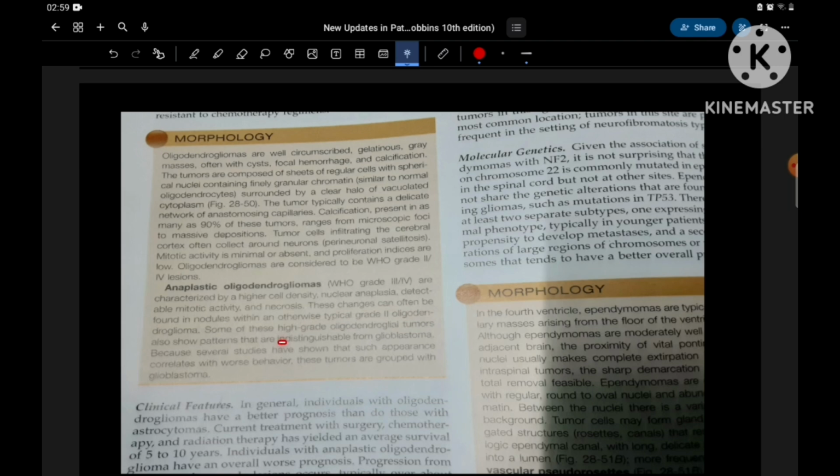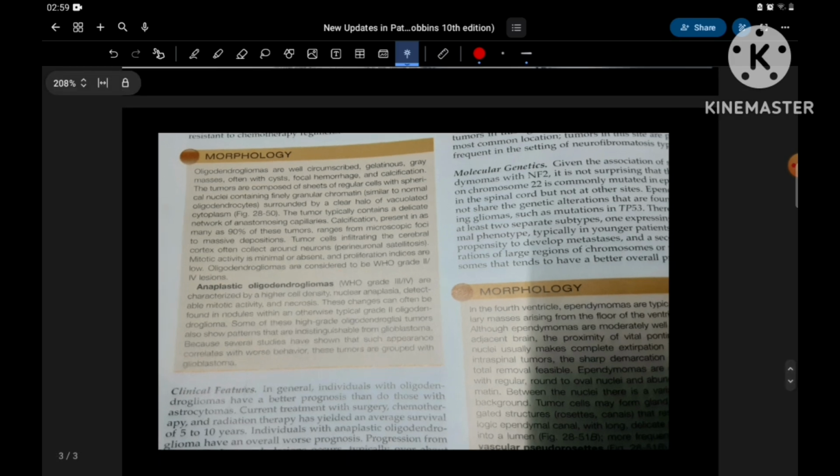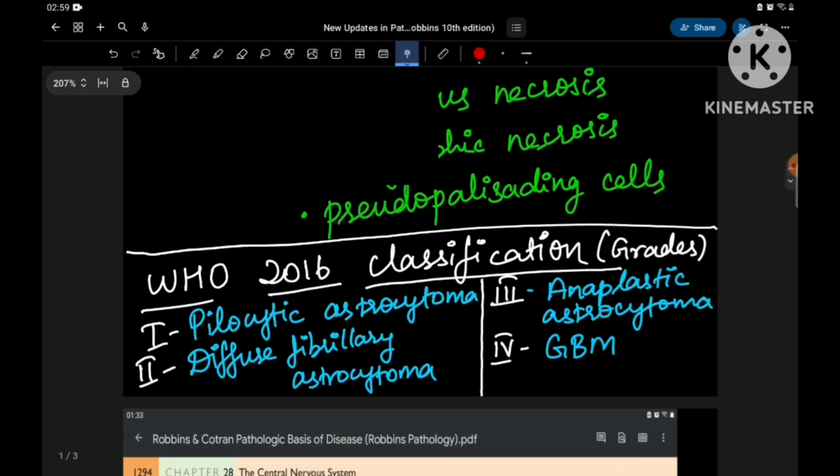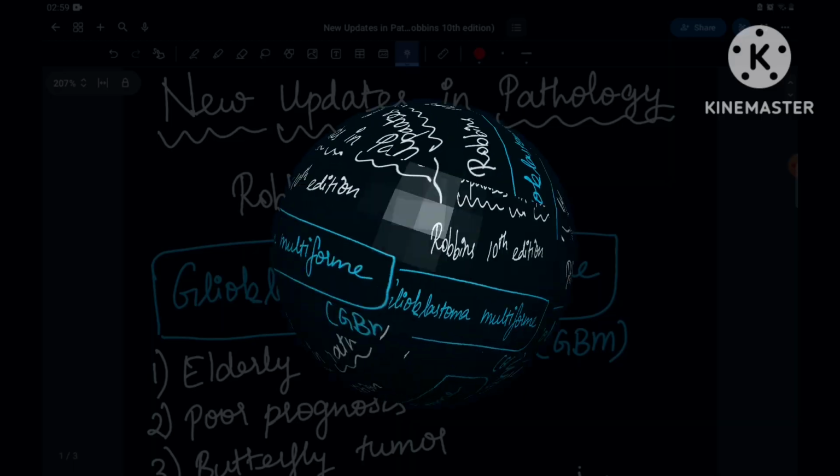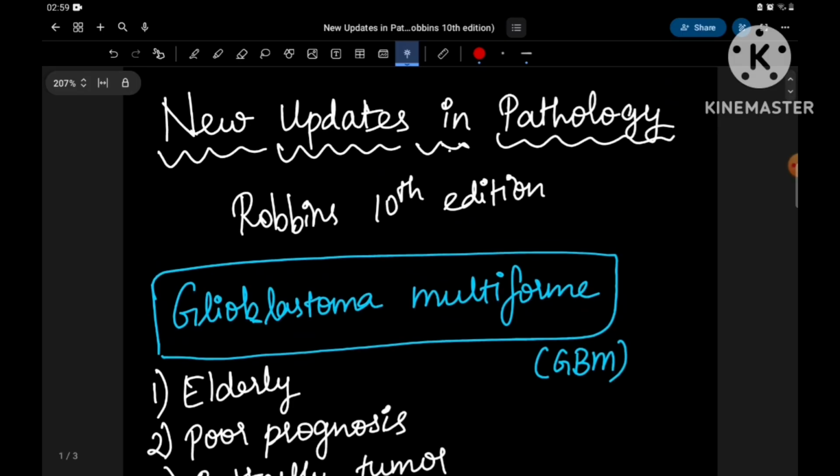But some of these high-grade oligodendroglial tumors also show patterns that are indistinguishable from glioblastoma, because several studies have shown that such appearance correlates with worse behavior. Those tumors are grouped with glioblastoma. So this is the thing, guys. Let's see what we saw from the beginning. So new updates anytime, guys.